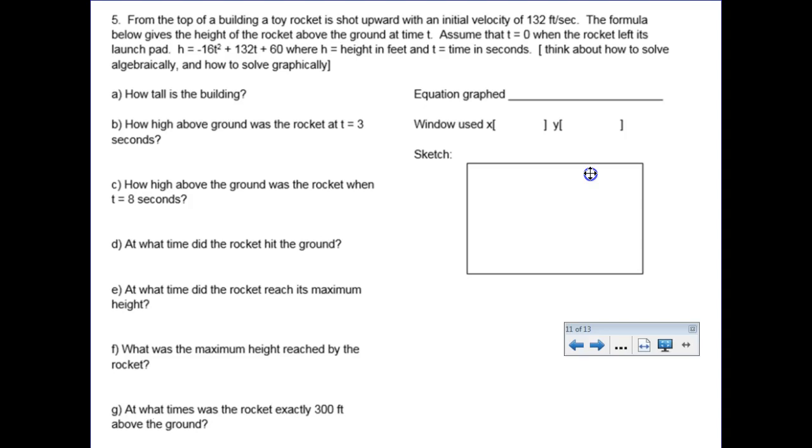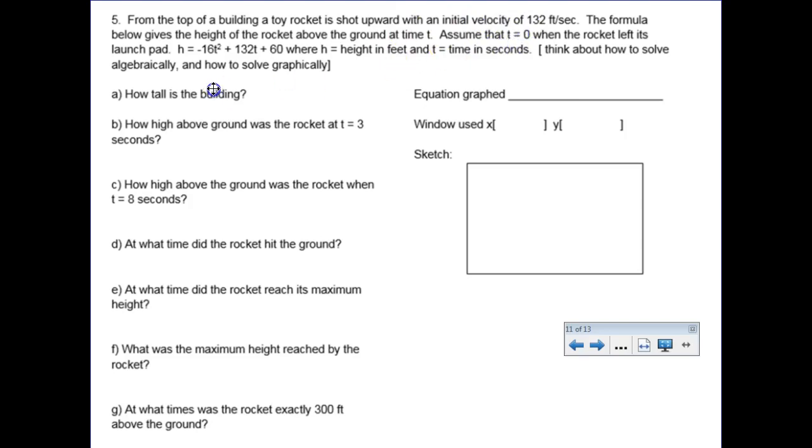All right, however, this problem is not exciting. We're launching a toy rocket off of the roof of a building. Now, first of all, don't do this. It's not safe. What comes up? Yeah, someone's going to get hit by a rocket, guys. Don't do this. So anyway, this rocket was launched with an initial velocity of 132 feet per second.